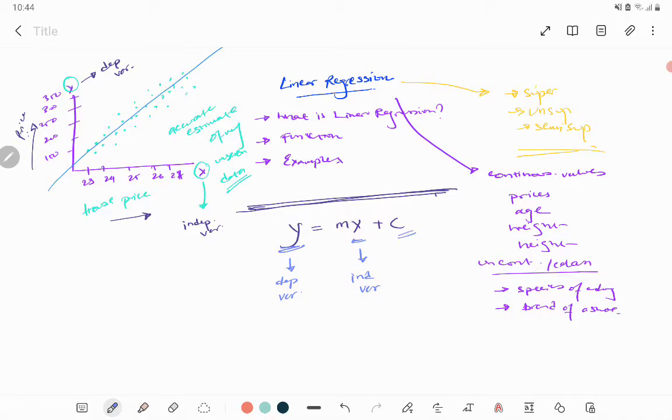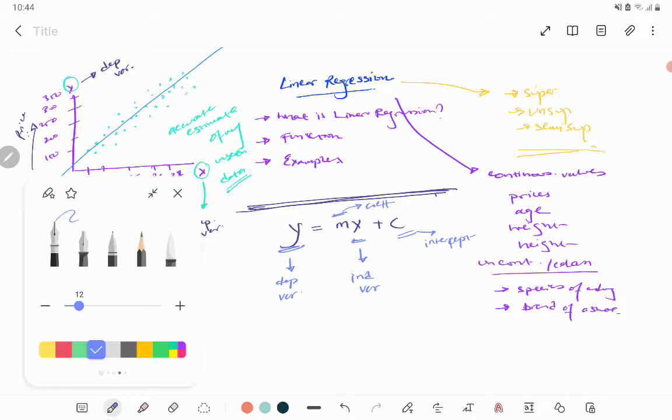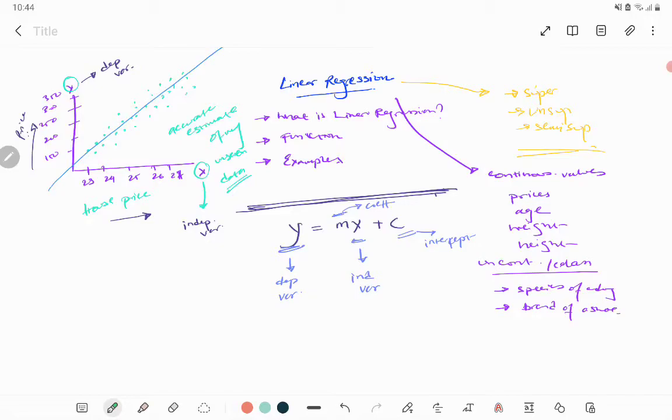And we have the c and the m. So c is the intercept. We call c the intercept and m the coefficient. Nothing fancy. Let's take a few examples and clarify what the intercept is and what a coefficient is.